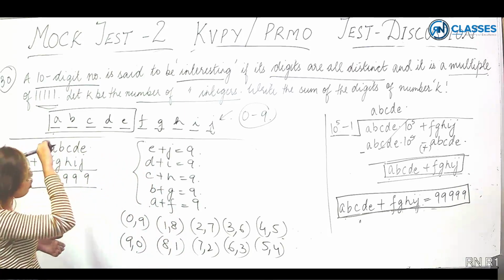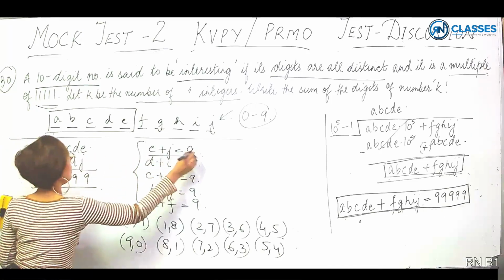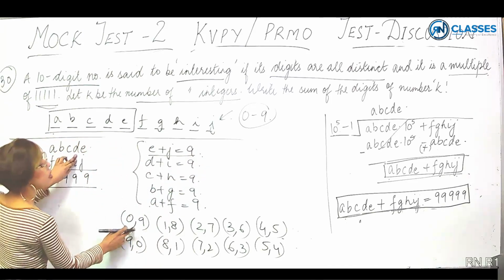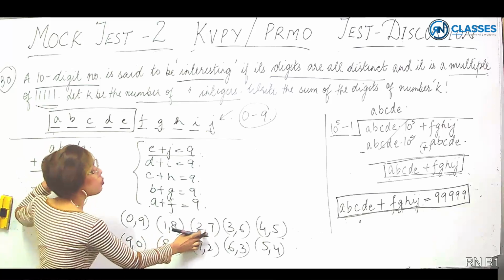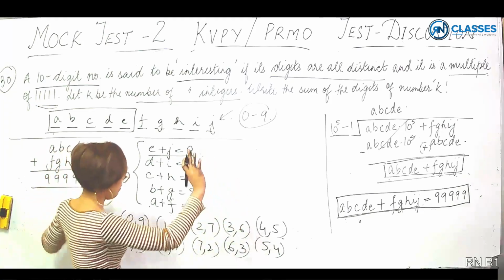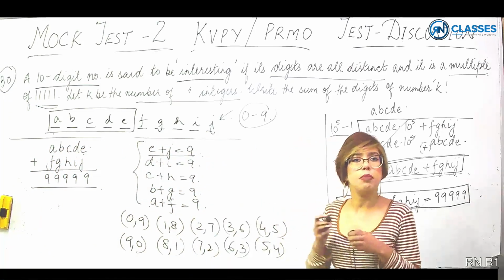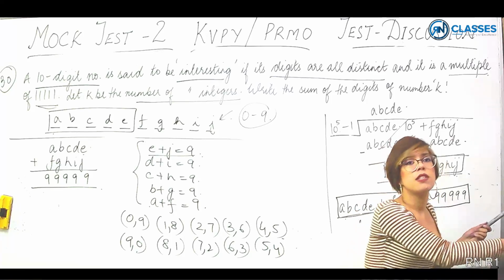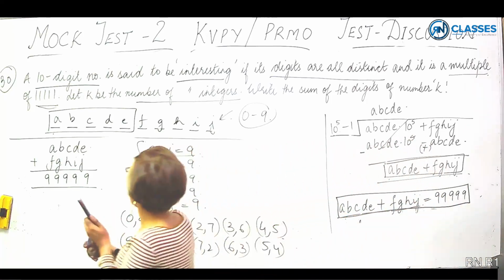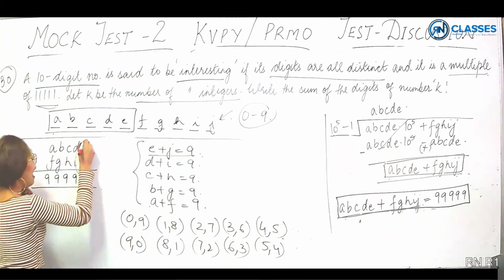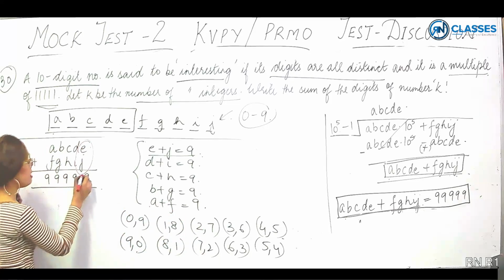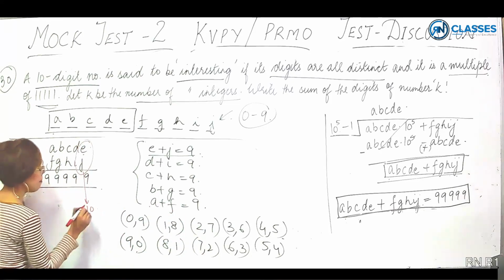Right? So if I'm talking about E and J, either EJ will be 0, 9 or 1, 8, 2, 7, 3, 6, 4, 5 or 5, 4. You can see the 10 possibilities. Right? So let me see. E, J. Any of the 10 possibilities it can be. Right? So 10 different ways.